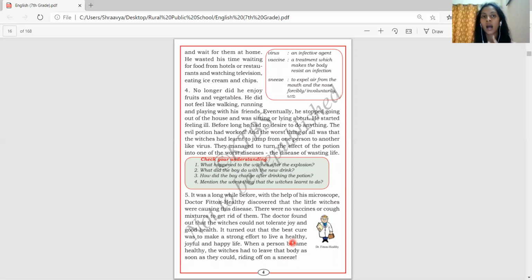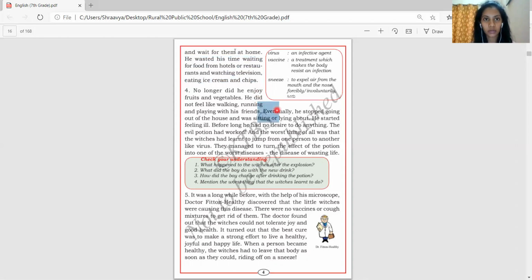Pizzas and burgers are not good for your health. But what did he say? I only want pizzas and burgers. He wasted his time waiting for foods from hotels or restaurants and watching television, eating ice cream and chips. What does this mean? This is a bad habit. He stopped exercising. He would only watch television and he stopped eating fruits and vegetables. He would only eat ice cream and chips and food from outside. Correct? So this is not a good thing.